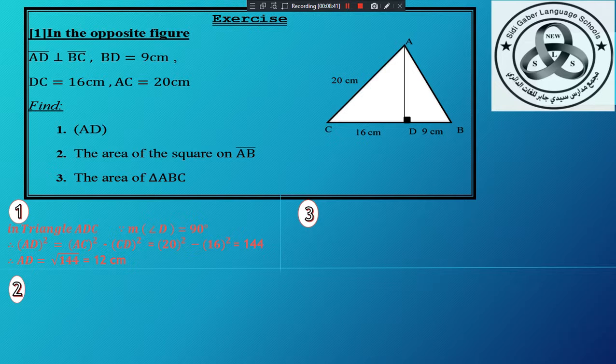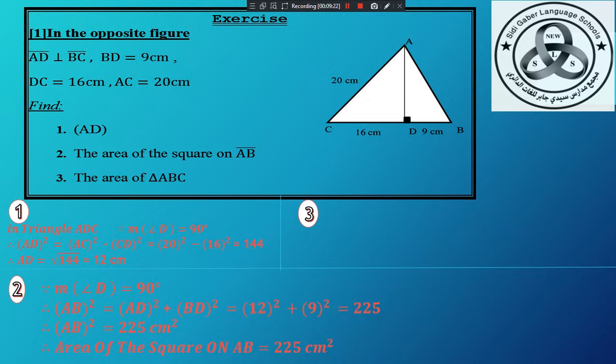So which rule can I use? Excellent, the first rule. So we can start. Since measure of angle D equals 90, therefore AB power 2 equals AD power 2 plus BD power 2 equals 12 power 2 plus 9 power 2 equals 225. Therefore AB power 2 equals 225 centimeters square. So the area of the square on the side AB equals 225 centimeters square.